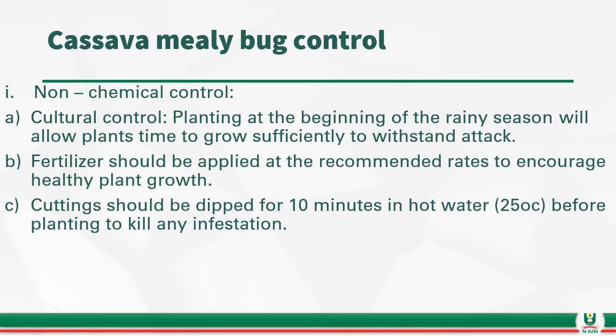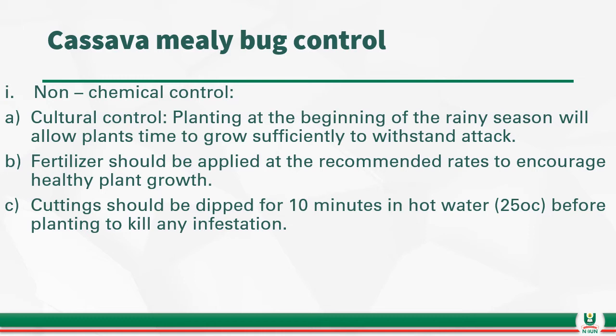And when you are doing your cultural practices, you have to take note of the planting season. When to plant the cassava stems is very, very important so that you will be able to pick the time when these cassava mealybugs will reach the stage that they will be destroying it. So planting is always effective at the beginning of the rainy season, and this will allow plants to grow sufficiently so that by the time they have grown to a certain stage, these insects will not be able to attack them anymore. They will have been older and be more resistant.